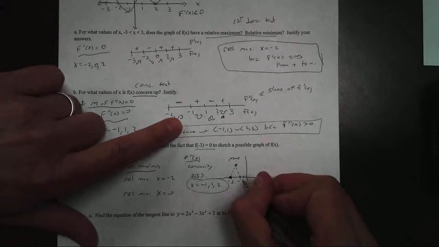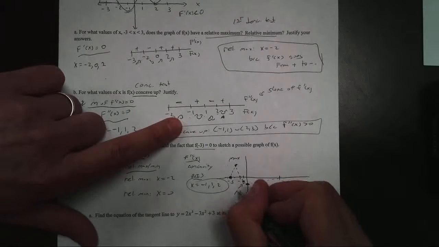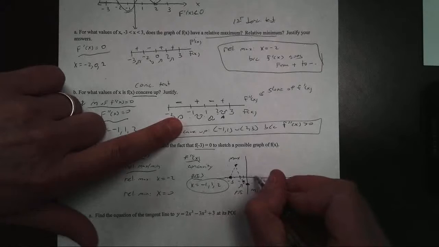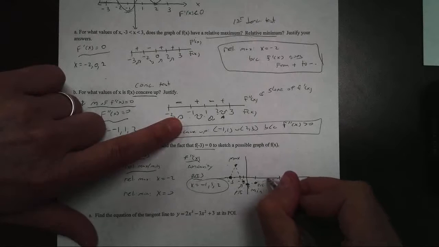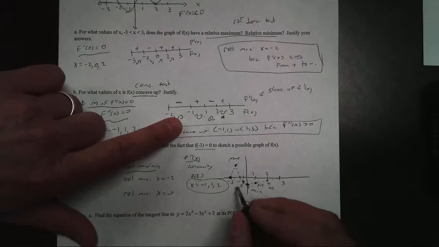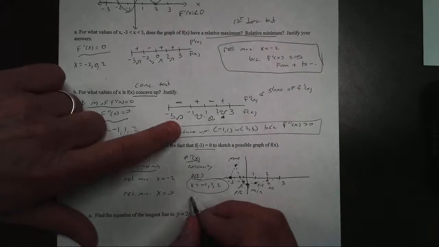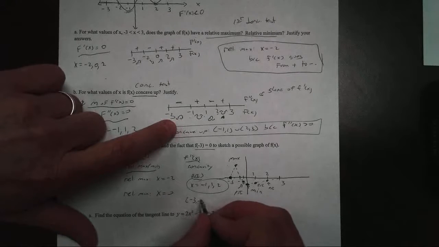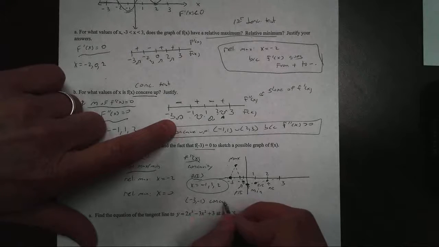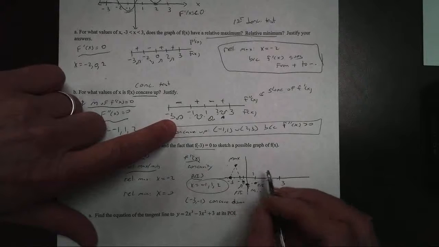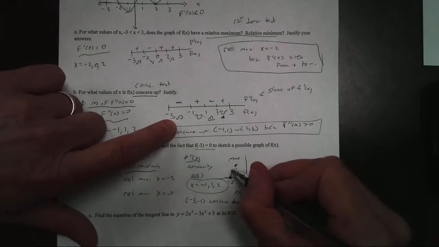So down here is a POI. Kind of hard to see. At 1, there's a POI. There's my minimum. And at 2, there's a POI. Now remember what a POI does to the graph. That's where the concavity changes. And if we notice, from -3 to -1, it is concave down. So that means this is going to be concave down from here to here.